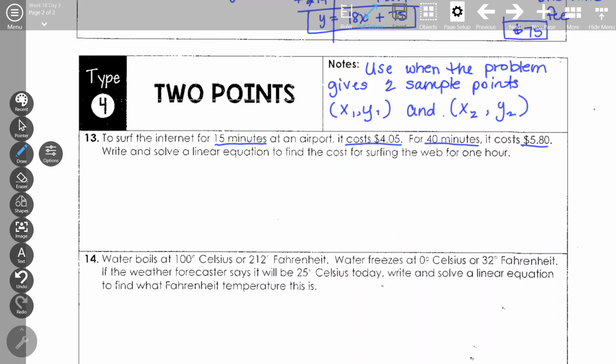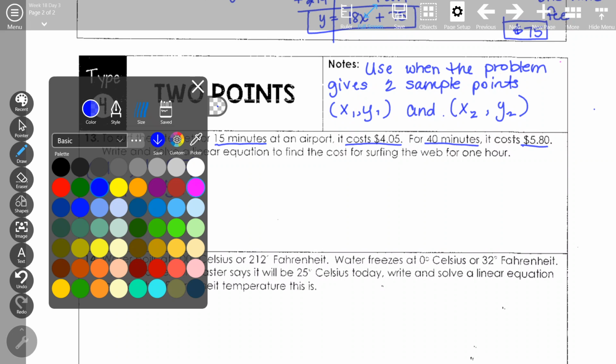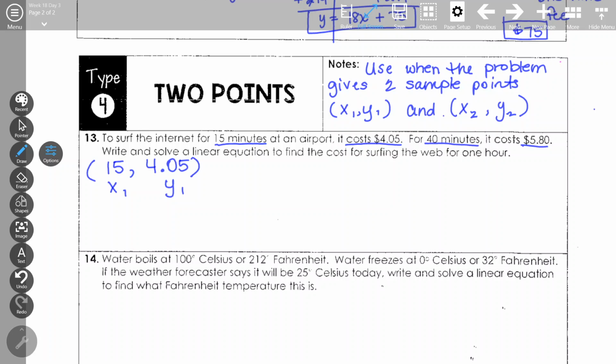All right, so let's see. We got to have 2 points. So the first point is going to be 15 minutes and $4.05. This is my x sub 1, my y sub 1. Now the second point that we have is going to be 40 minutes, and it's going to cost $5.80. So this is my x sub 2, y sub 2.